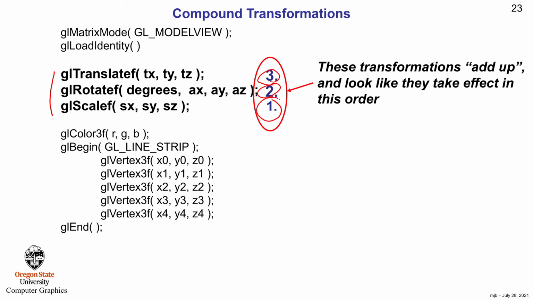We compound transformations all the time because maybe you want to rotate something and then put it out in the scene where it belongs. Okay, you rotate here and you translate there. Whatever you do last in your code looks like it takes effect first. Now, why is that? Or how do you remember that?